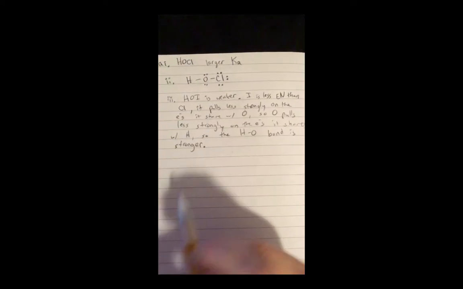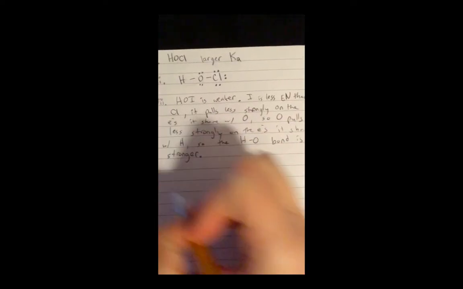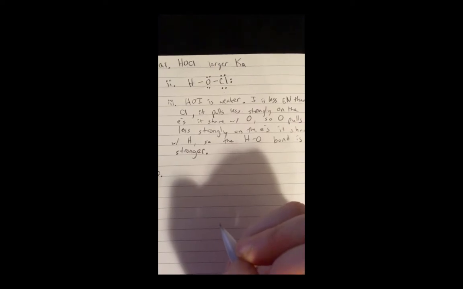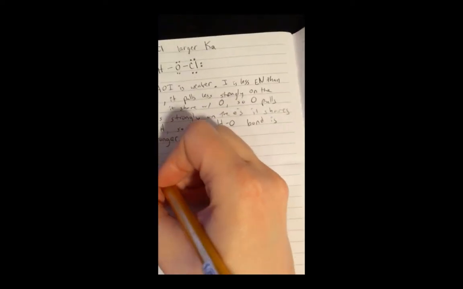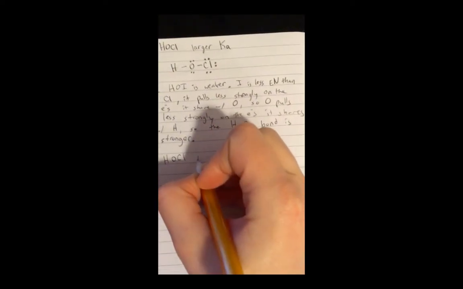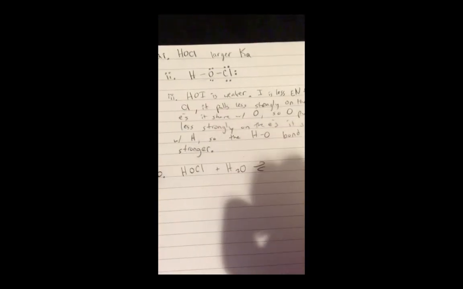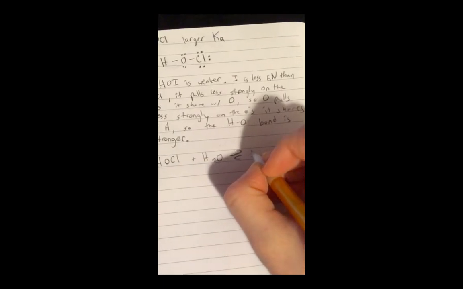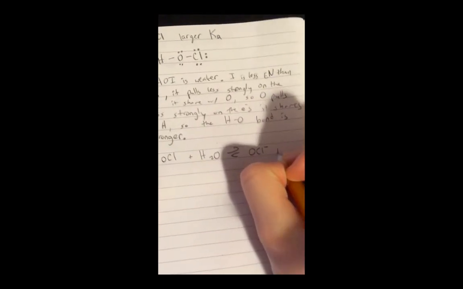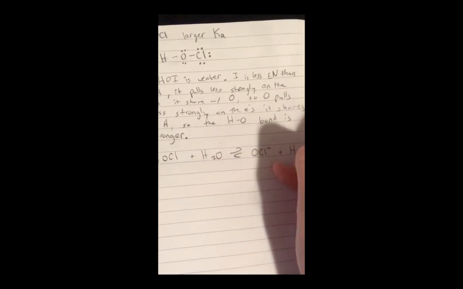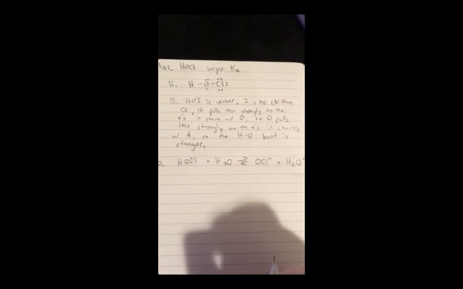Cool. For part B, we're meant to write the reaction that occurs between HOCl and water. That's an acid reaction. HOCl is an acid, so when it reacts with water, it's going to lose a hydrogen. And so we're going to form OCl minus and hydronium, just like every acid reaction.